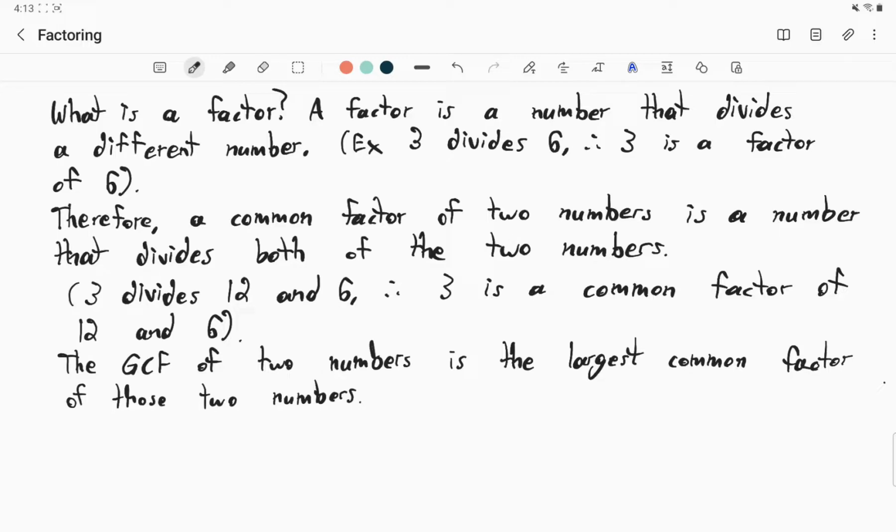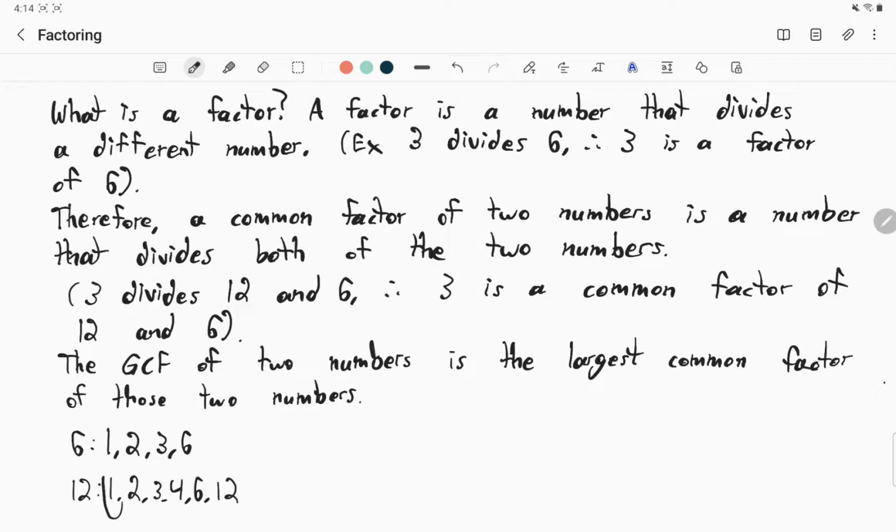So let's take a look at 12 and 6 again. Is 3 the largest number that divides 12 and 6? Let's write it out. 6. What divides 6? Well, 1 divides 6. 6 divided by 1 is 6. 2 divides 6. 6 divided by 2 is 3. 3 divides 6. 6 divided by 3 is 2. 6 divides 6. 6 divided by 6 is 1. Take a look at 12. 1 divides 12, 2 divides 12, 3 divides 12, 4 divides 12, 6 divides 12, 12 divides 12. Nice, love it. Well, what is the largest common factor?